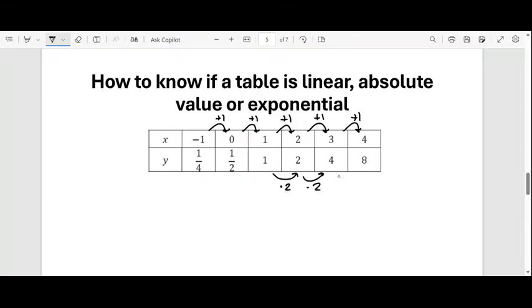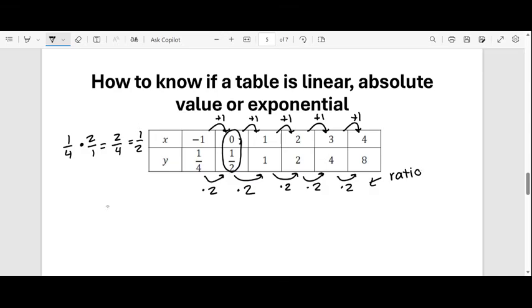Yep, 2 times 2 is 4. 4 times 2 is 8. Let's see if it works here. 1/4 times 2, and I can show this off to the side if you need to see it. That's 1/4 times 2 over 1 is 2/4, which equals 1/2. And then 1/2 times 2 is going to give you 2 over 2, which is 1. So our ratio here is going to be times 2, and our y-intercept, which we need for our equation, is going to be 1/2. This is exponential because we are multiplying. To make our equation, we write y equals our y-intercept, which is 1/2, times our ratio, which is 2, and you raise it to the x power.